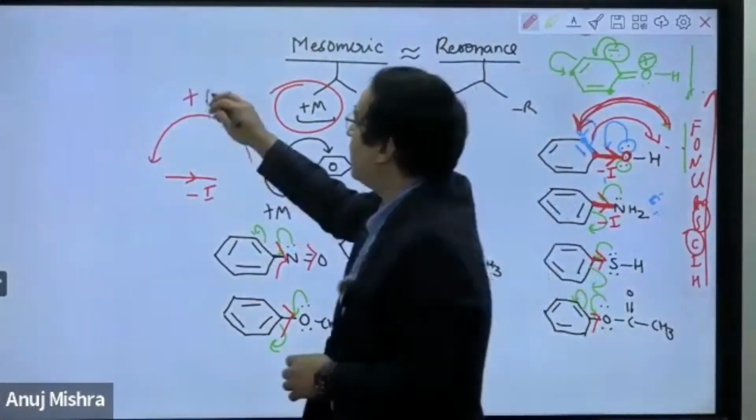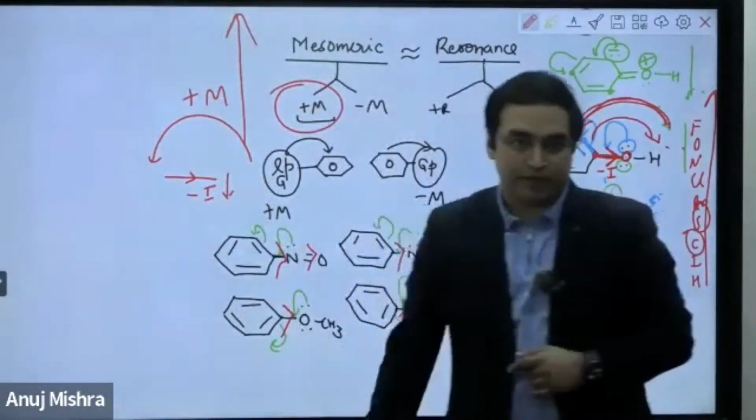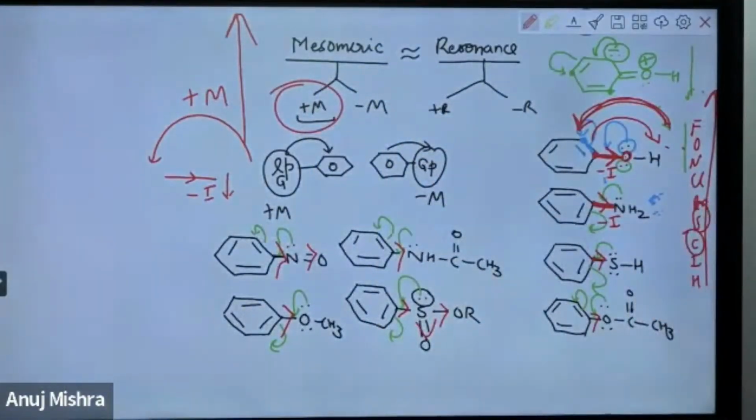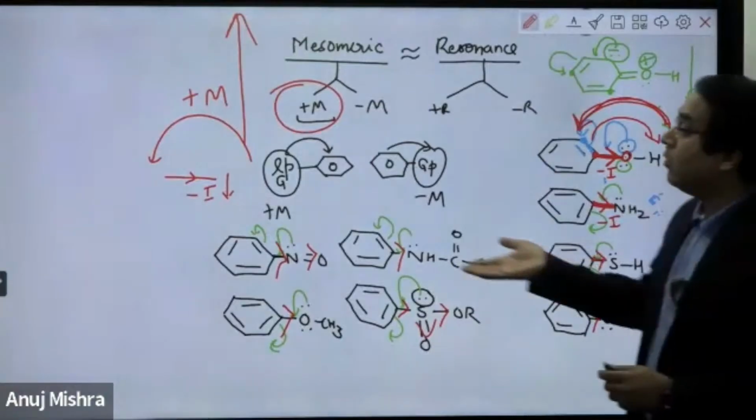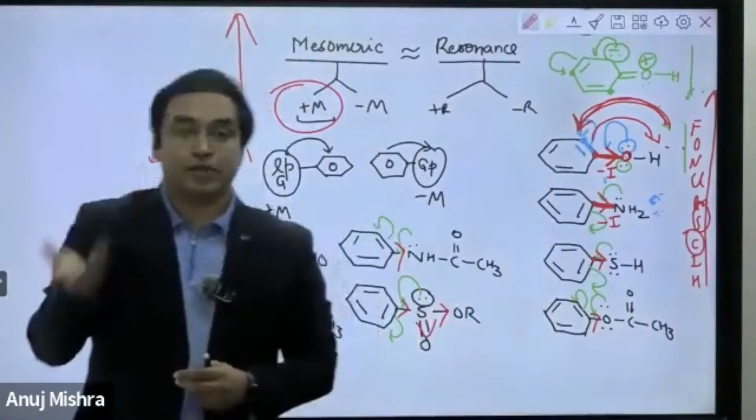Now what happens? Plus M is much bigger as compared to the small minus I. So eventually they end up giving. Okay, you give someone 10 pencils, take one pencil back, eventually give 9 pencils. Simple. So plus M is a huge thing. Plus M is much more important because it's coming out of resonance.